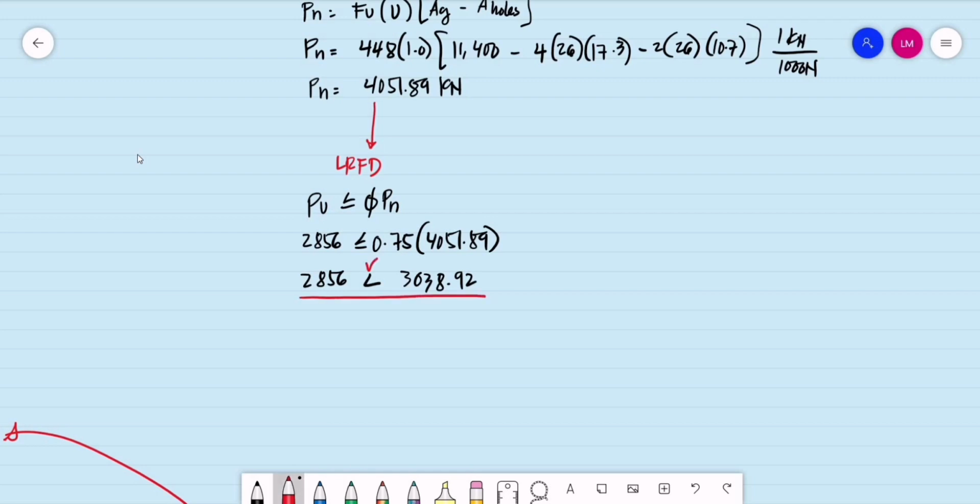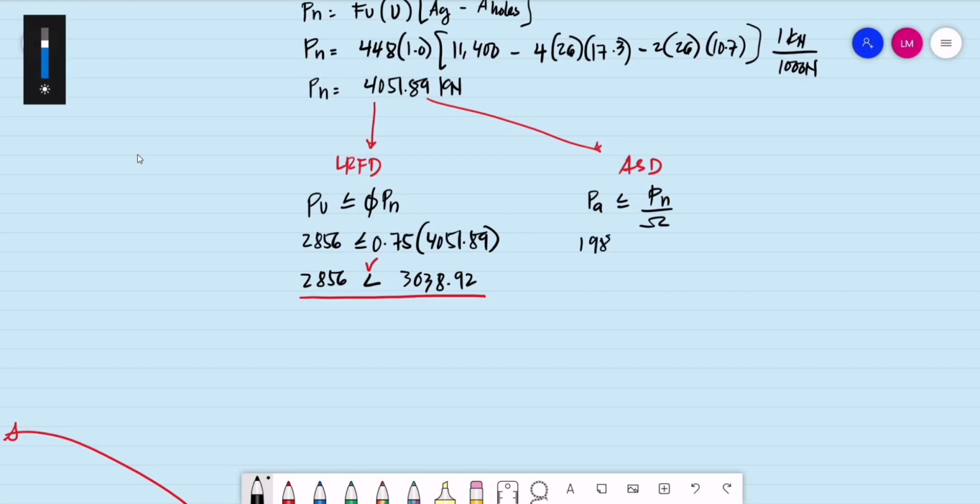Okay. Then for the ASD, we have the allowable. It should be less than or equal to the nominal divided by R omega. So we have the allowable is 1,980 kilonewtons. Is it less than or equal to 4,051.89? So what is our omega under TRS? That is divided by 2.